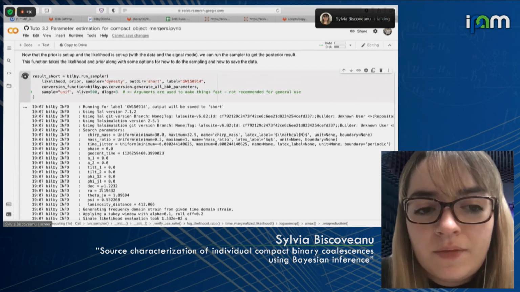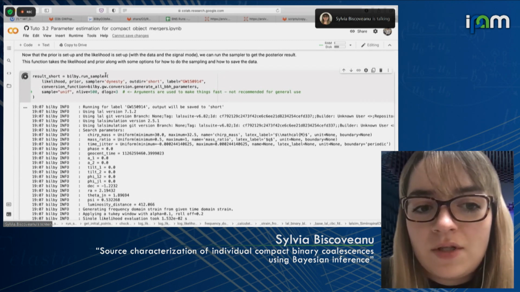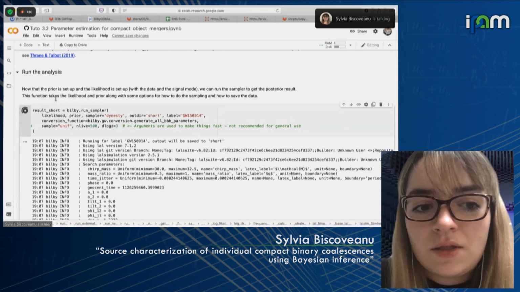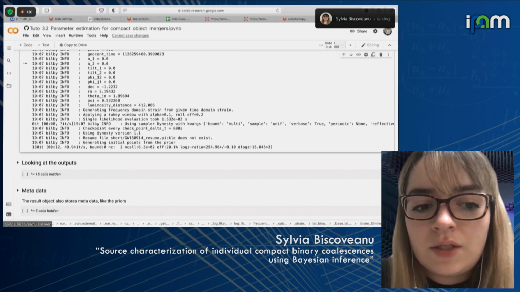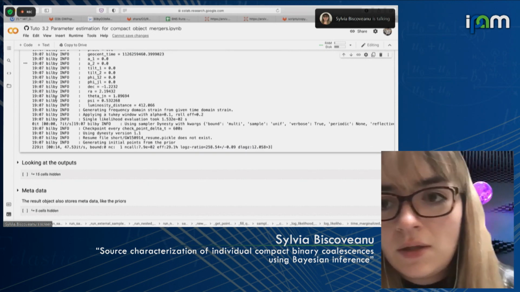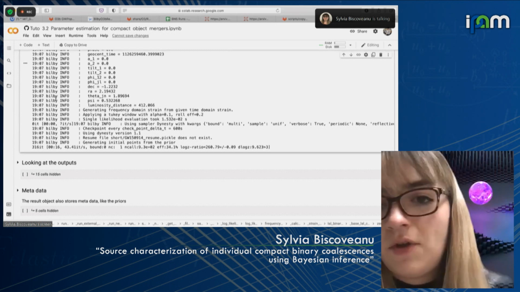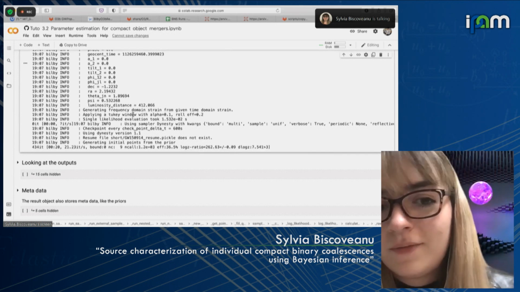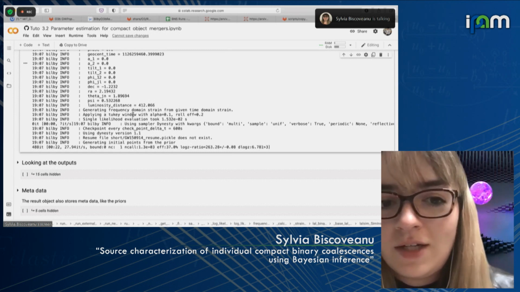So we're telling Bilby to run sampler. It's using the dynesty sampler, and it will hopefully give us some posterior samples eventually. So I can let that run, and if there are any other questions, hopefully by the time this is finished, I can answer them simultaneously.